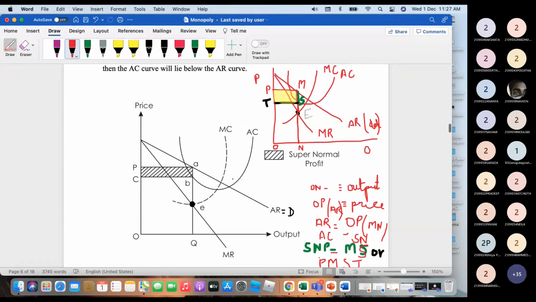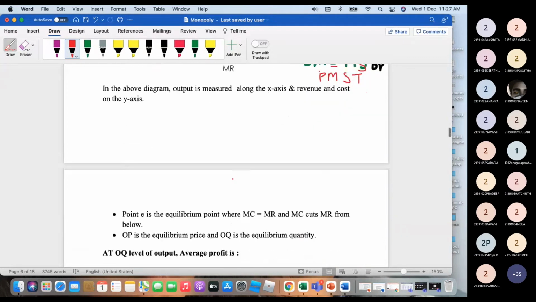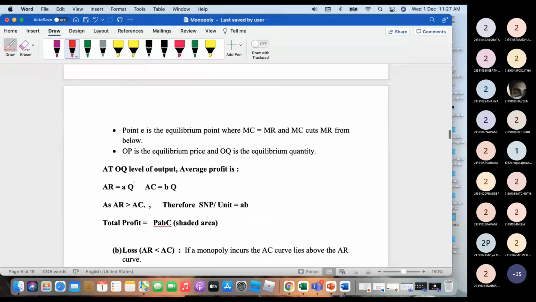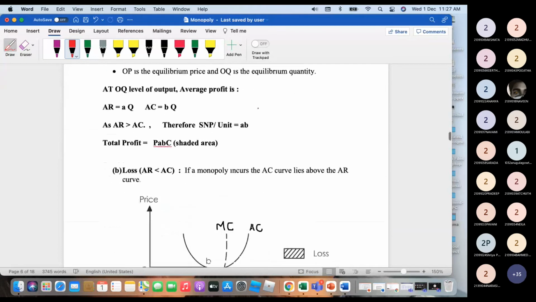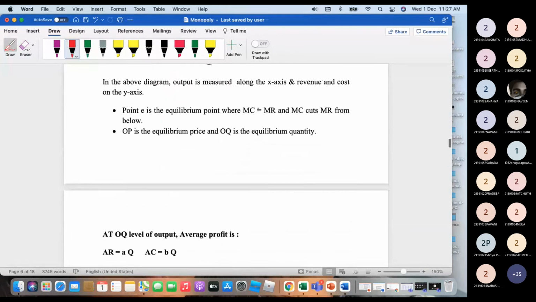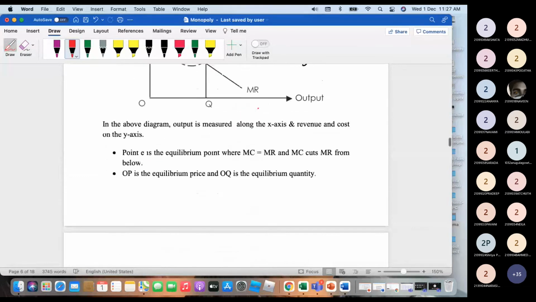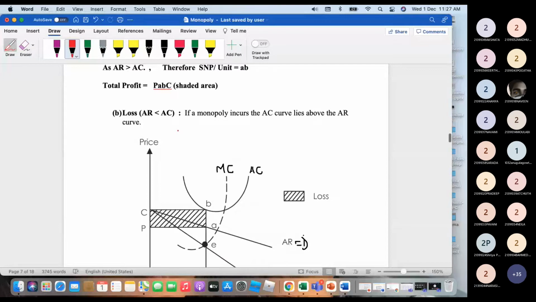So now students, if you have finished, then we will go to the next one. This is whatever I have just explained to you. This is there in your explanation. Now we are doing the opposite, which is the loss graph. Revenue is less than cost.